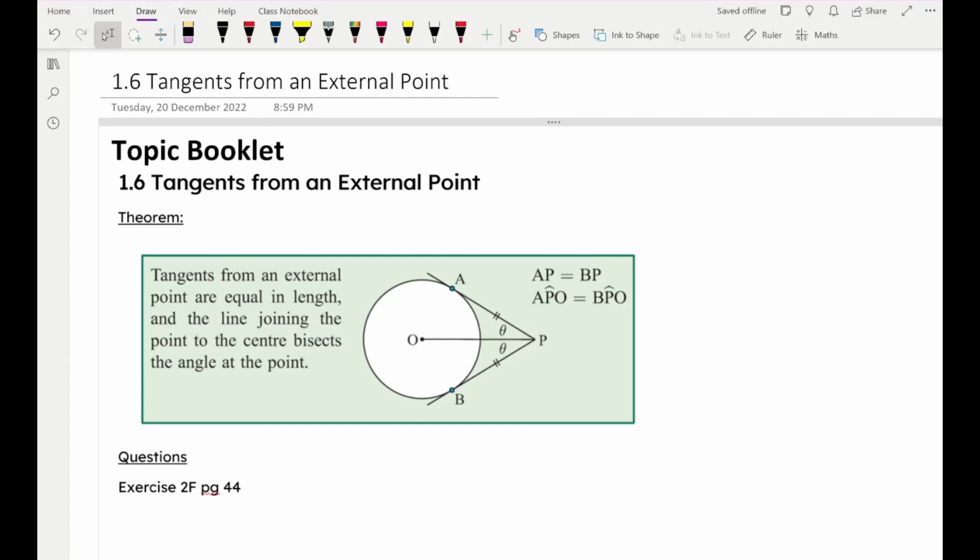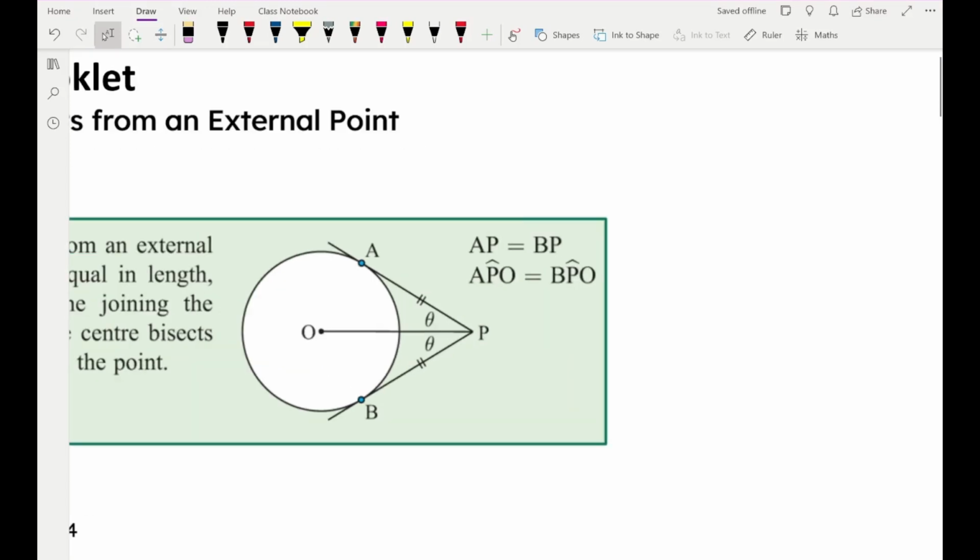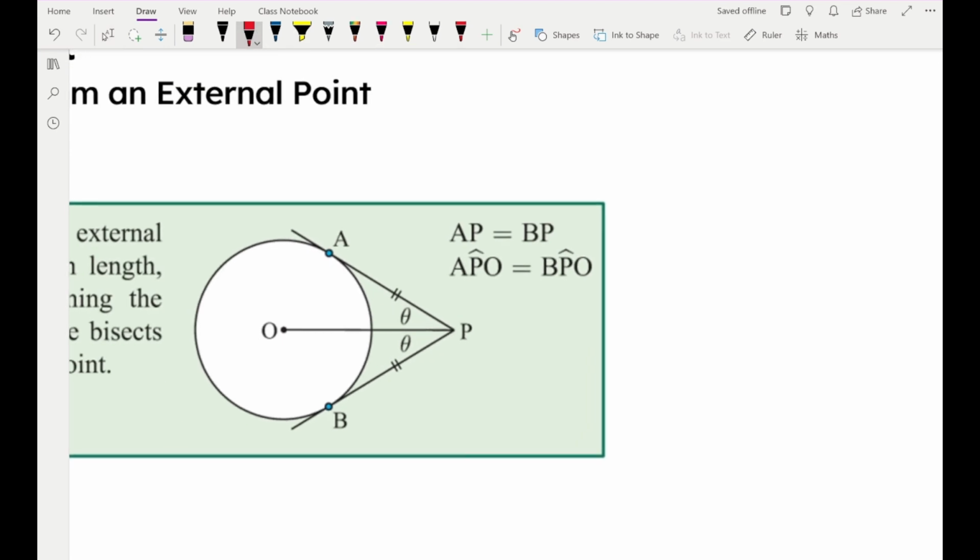In this video, we're looking at tangents from an external point. So in this theorem, the external point here is P, and we're going to draw a couple of tangents. So this one here going through A, and this one here going through B. Just a reminder about what a tangent is.